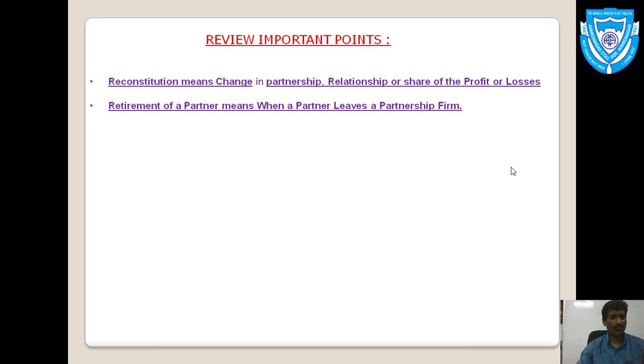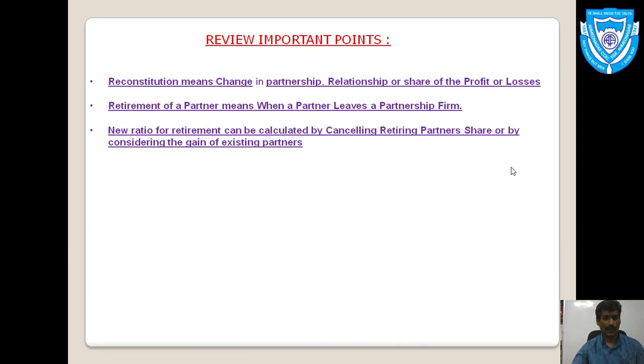आणि रिटायरमेंट ऑफ पार्टनर मीन्स when any partner leaves a partnership firm by any way. आणि रिटायरमेंट म्हणजे काय, जो आपला आजचा मुद्दा आहे, पार्टनर ज्या वेळेस आपली पार्टनरशिप फर्म सोडून जातो त्यावेळेस आपण त्याला रिटायरमेंट ऑफ पार्टनर असे म्हणतो. And next, new ratio for retirement can be calculated by cancelling retiring partner's share or by considering the gain of existing partners. मित्रांनो, हे रेशो अतिशय महत्त्वाचे आहेत, त्यामुळे रेशो लक्षात ठेवा.